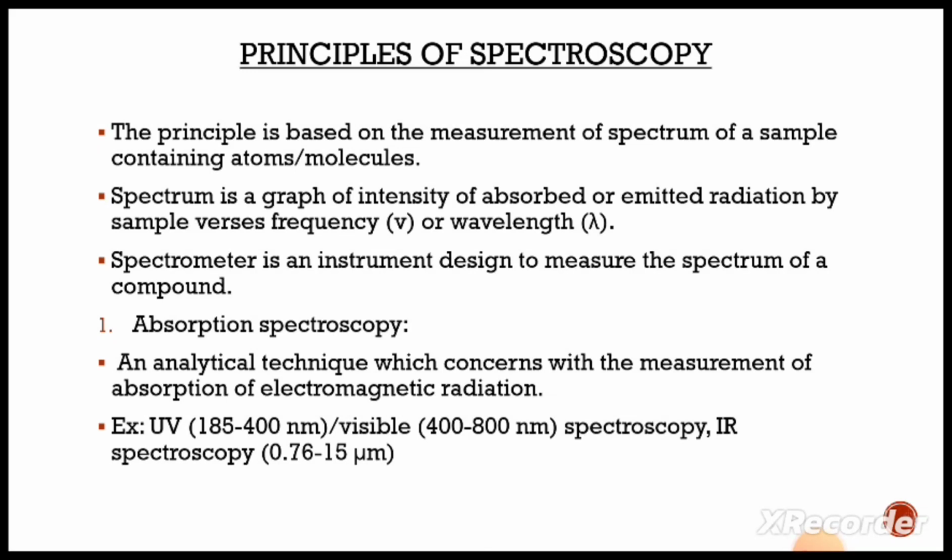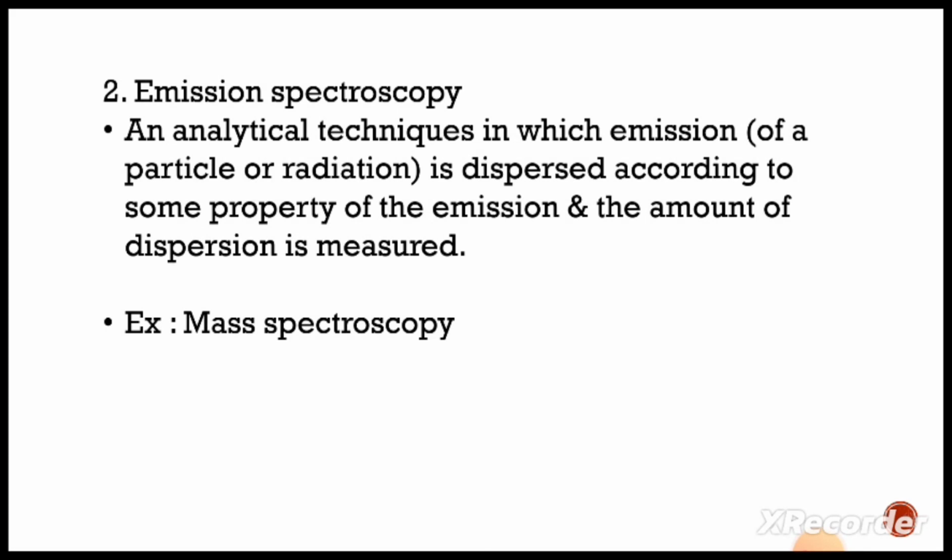First is absorption spectroscopy. It is an analytical technique which concerns the measurement of absorption of electromagnetic radiation, like UV radiation, observed at 185 to 400 nanometer, and visible at 400 to 800 nanometer. Now emission spectroscopy. It is an analytical technique in which emission is dispersed according to some property of the emission, and the amount of dispersion is measured, like mass spectroscopy.